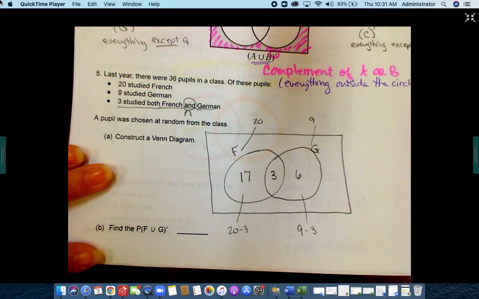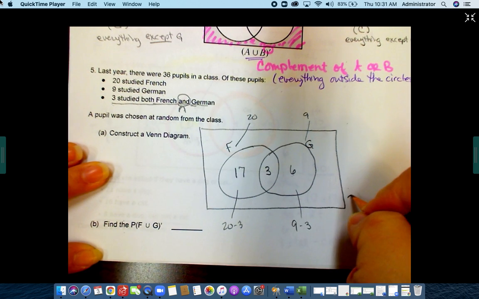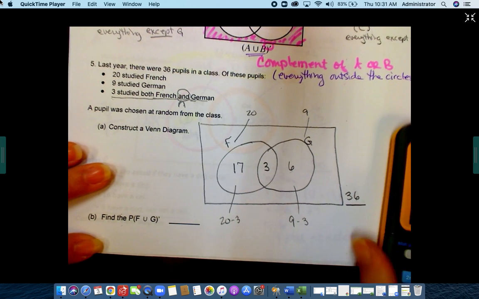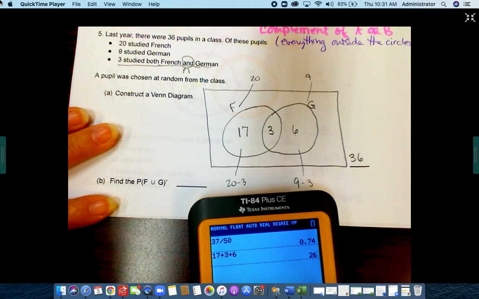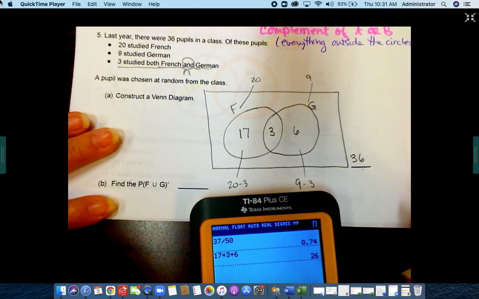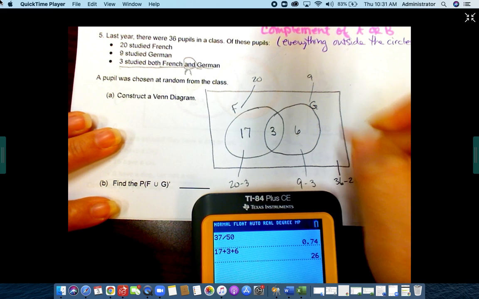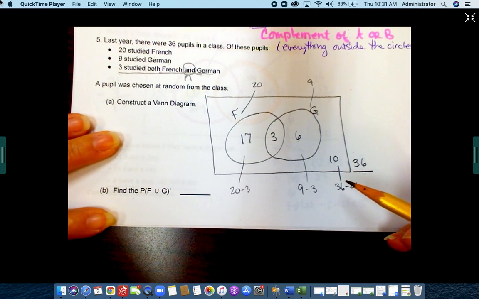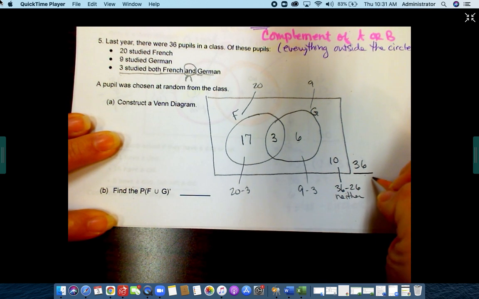So does that mean that all students are taking a foreign language? Well, let's see. There are 36 pupils in the class, so let's put that out here as our total. And are they all taking French or German? 17 plus 3 plus 6 is 26. But there's 36 students in the class, so what does that tell us? It tells us that 10 students take neither one. That there's 10 students that are going to say, no, I don't take French or German. Okay? So this is your neither. And again, this is your total.